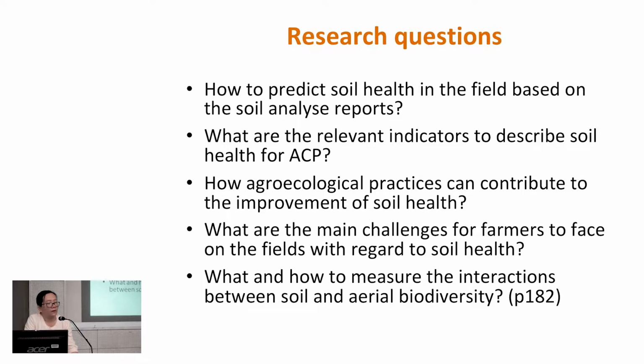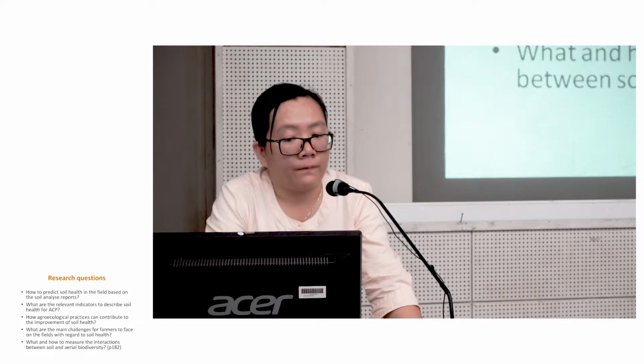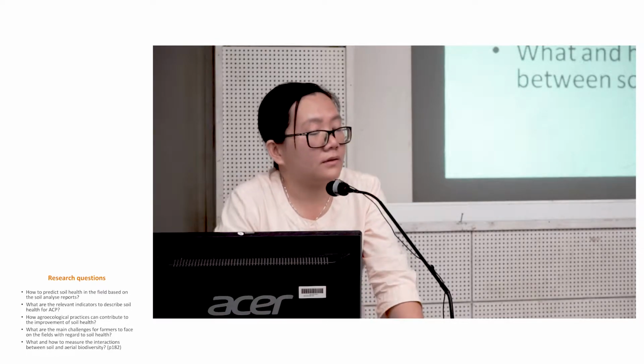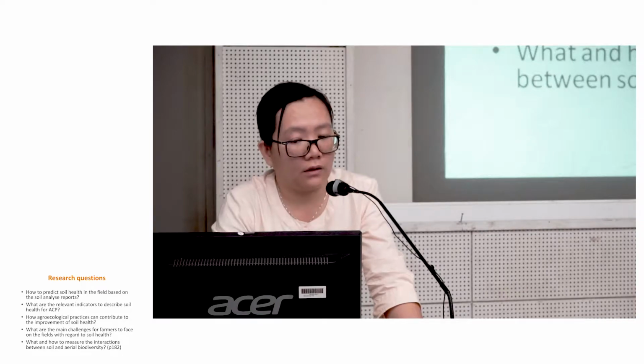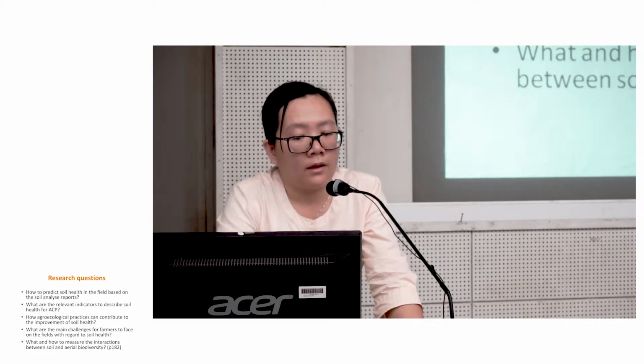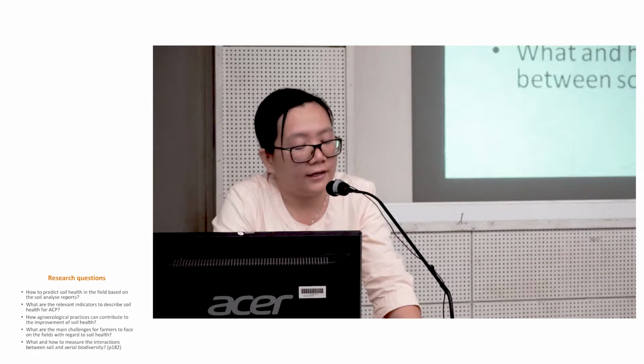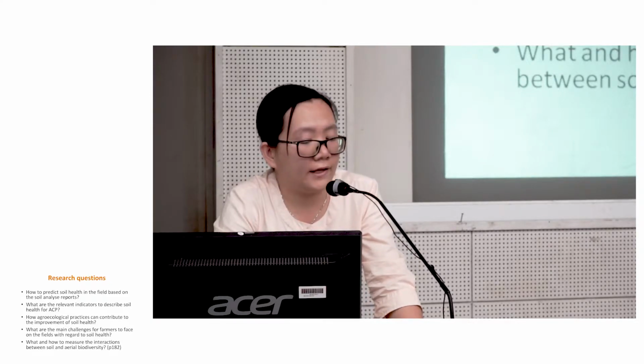We also raised some research questions that we need to think about to improve soil health and to connect soil health with biodiversity in the concept of ACB. So the first question: how to predict soil health in the field based on the soil analysis report? Based on the modeling that we studied in this course, this question could be answered. The second is: what are the relevant indicators to describe soil health for ACB?